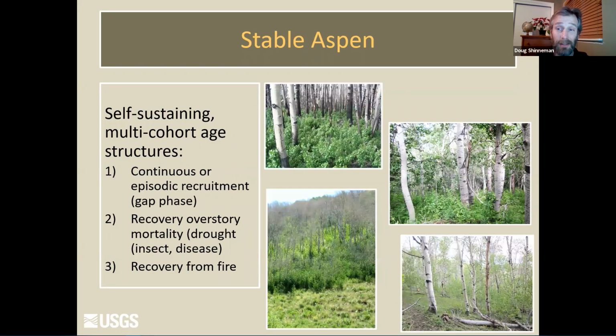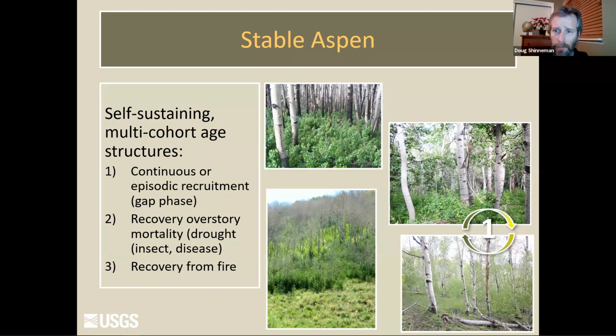In contrast, stable or persistent aspen stands are generally considered self-sustaining, in which the rate of mortality of older trees does not exceed the rate of successional recruitment of the younger trees. These are often pure aspen stands with multi-cohort age structures in which there's a negative exponential relationship between tree age and density. In other words, we have far more younger trees than older trees.